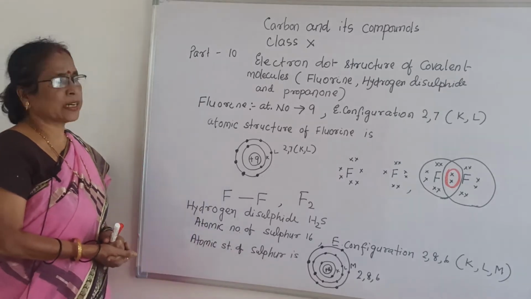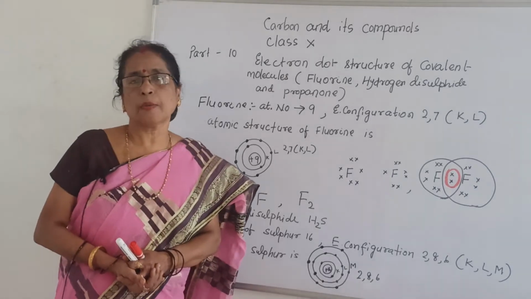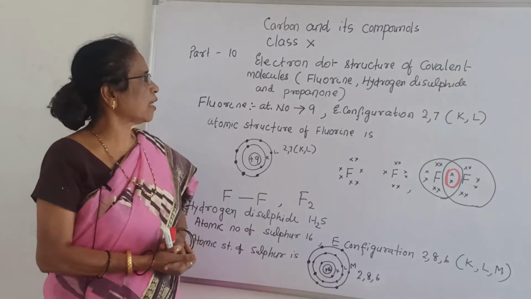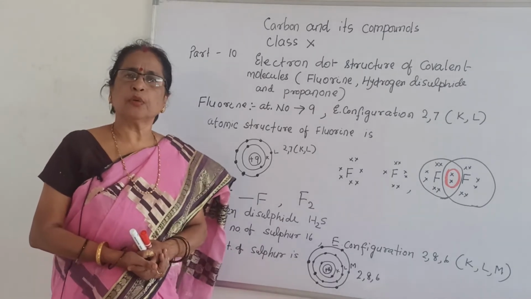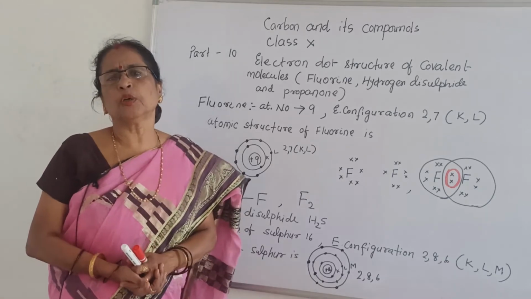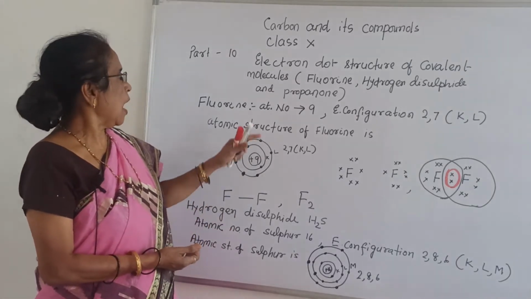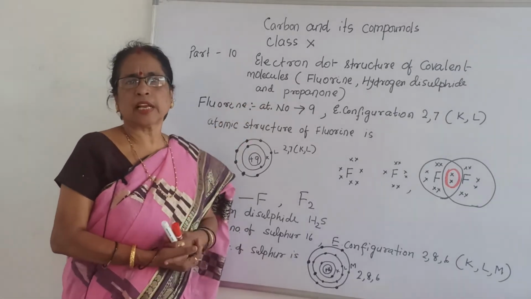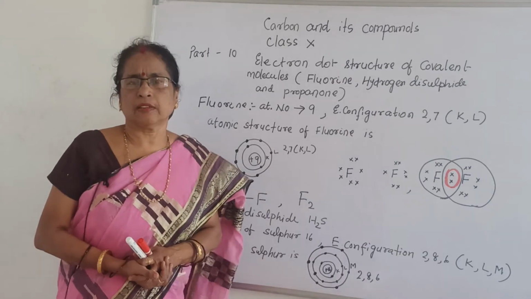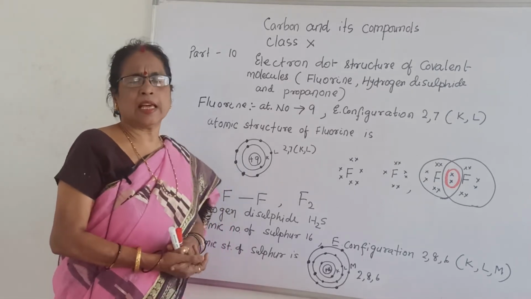Now here this is part 10 where I am going to explain the electron dot structure of covalent molecules. These are fluorine, hydrogen sulfide and propanone. Fluorine, you know, is simply a diatomic molecule, a homogeneous molecule, the same fluorine two times, F2. Now fluorine has atomic number 9. What is the electronic configuration? 2, 7. 2 means in the K cell, 7 means in the L cell.